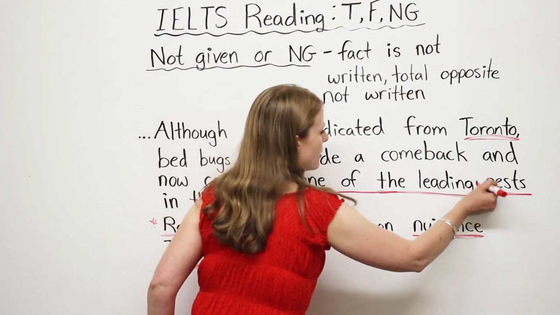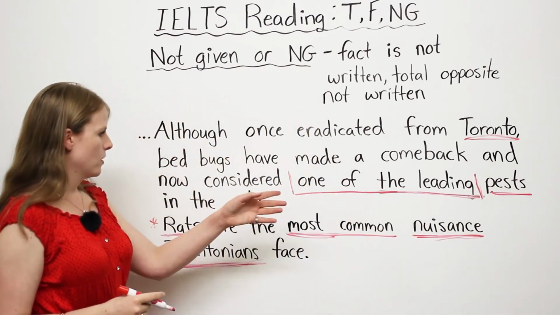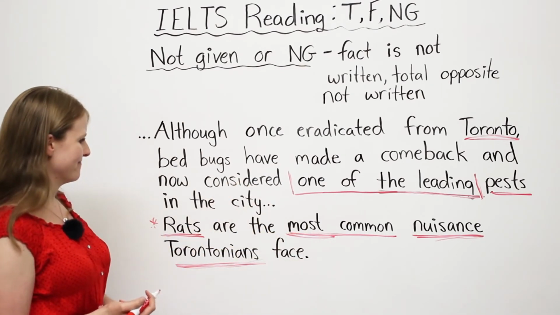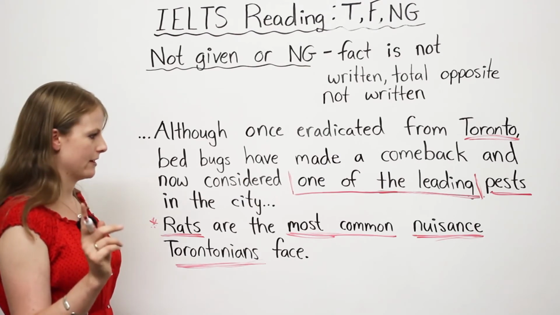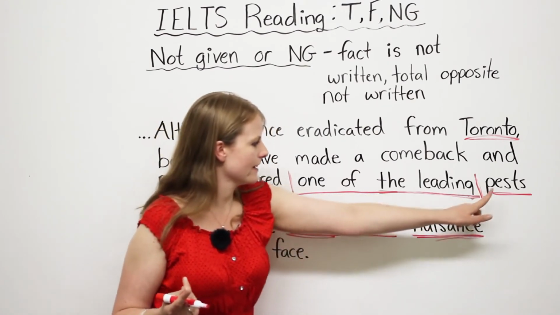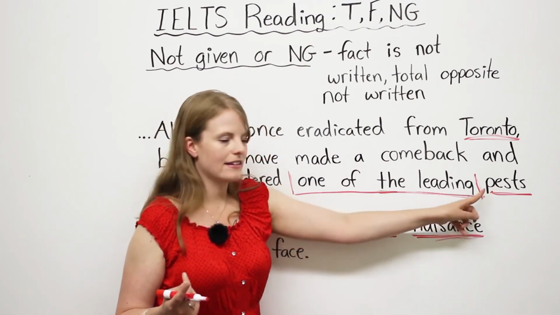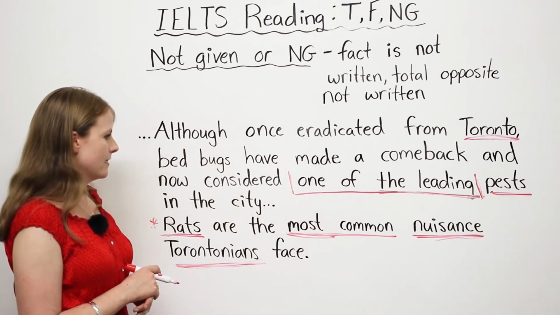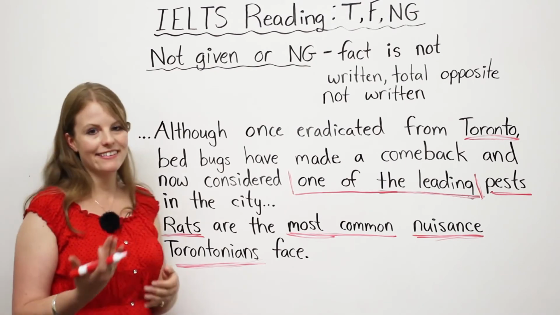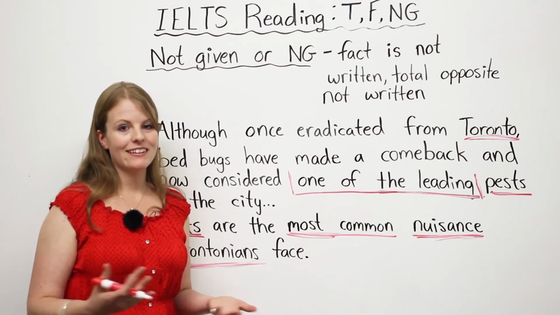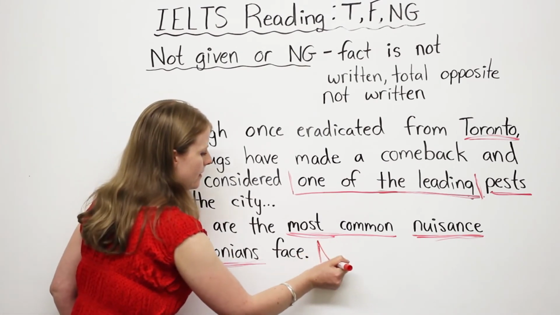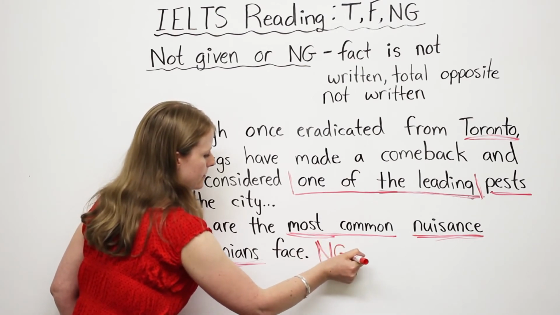Okay? So you got to be careful with words like one of the leading pests, the most common. So if I look at this question, oh, the other thing I forgot to mention, when you check for synonyms, in this example, pest and nuisance, these are synonyms. So that helped lead me to this area. So in this case, I see nothing about rats being the most common nuisance. It doesn't say rats are the most common nuisance. It also doesn't say they're not. So in this case, my answer would be not given.